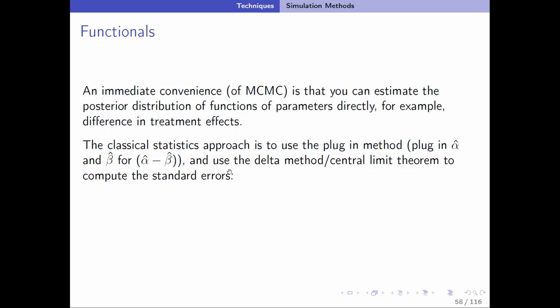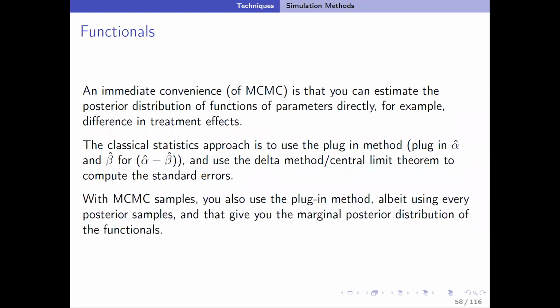You use the central limit theorem, you do a Taylor expansion, and you use the delta method to compute the standard error. And if this function gets complicated, you have to be pretty creative to figure out how the tail of the delta method goes down the way that you want. But for MCMC, you use the plug-in method for every sample, and you get what you want.